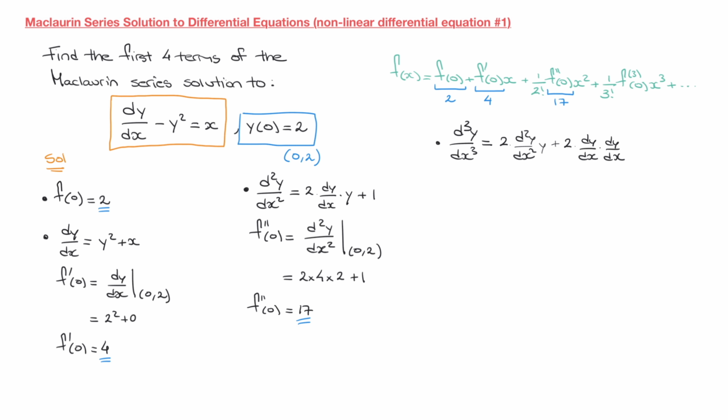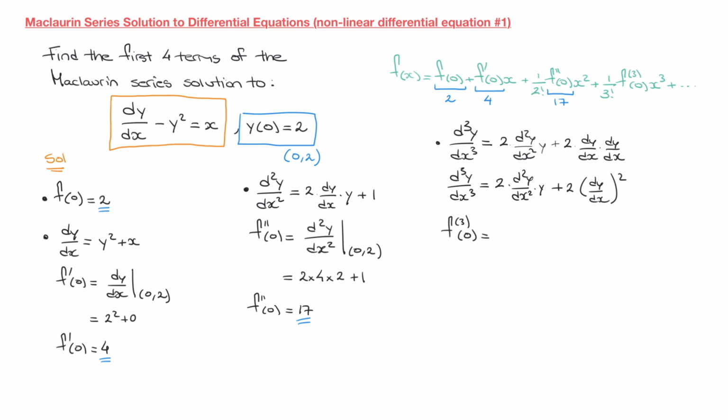And in fact, I'll tidy it up a tiny bit here. So that's the third derivative, which is equal to 2 times the second derivative times y, plus 2 times (dy/dx) squared. Okay, now that we have that, we're ready to find the value of the third derivative evaluated when x equals 0. And so let's see, we need the value of the second derivative when x equals 0, which we've just seen here is 17.